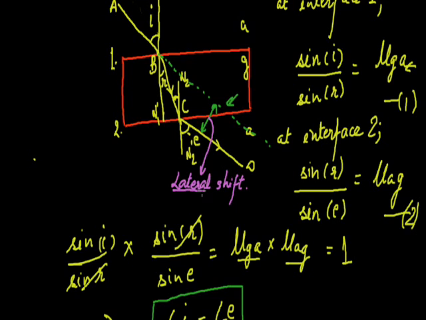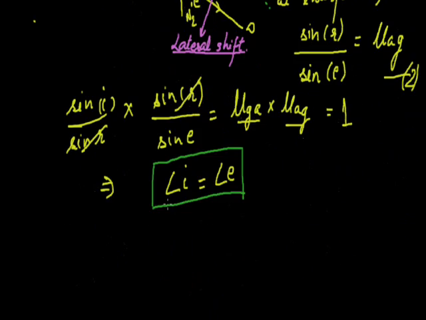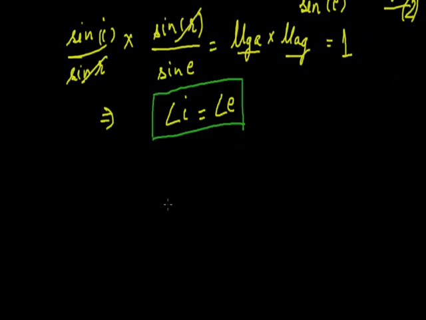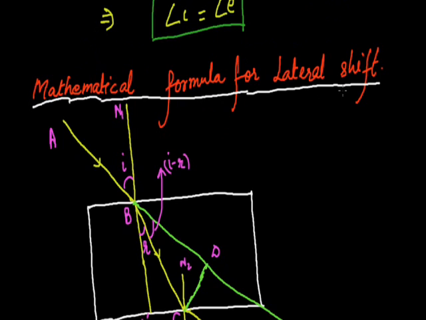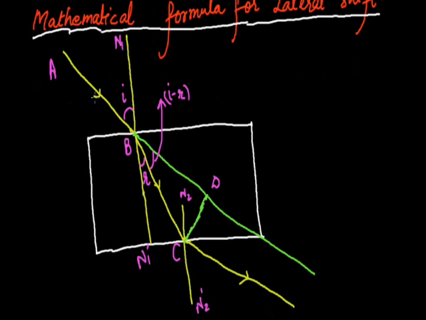Can we have the numerical or mathematical formula for this lateral shift? The answer is yes, and it is our next step in the topic refraction through the glass slab. For getting the mathematical formula for lateral shift, we are going through this diagram once again, and for getting the value of lateral shift, we have extrapolated a line from C to D.